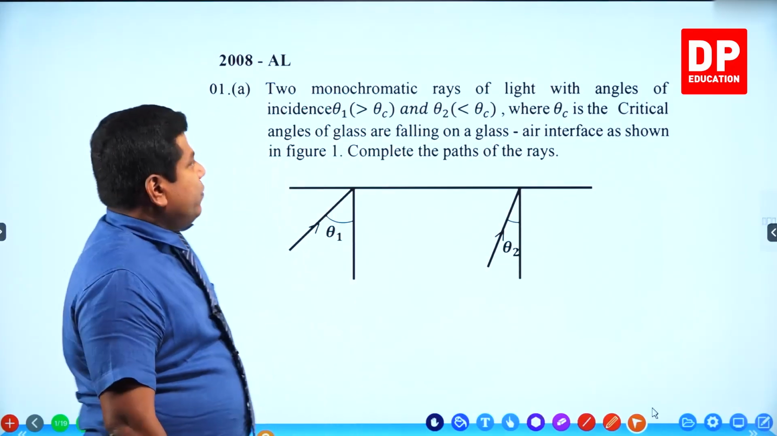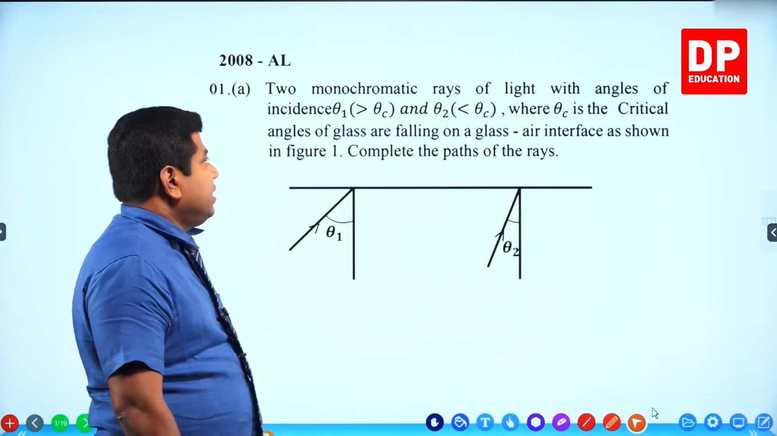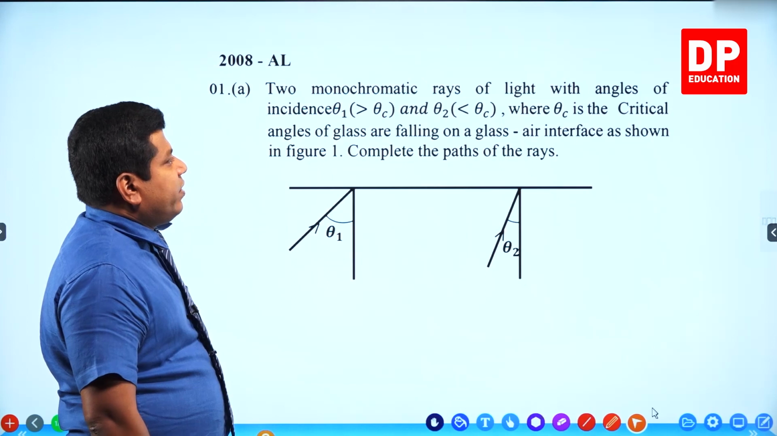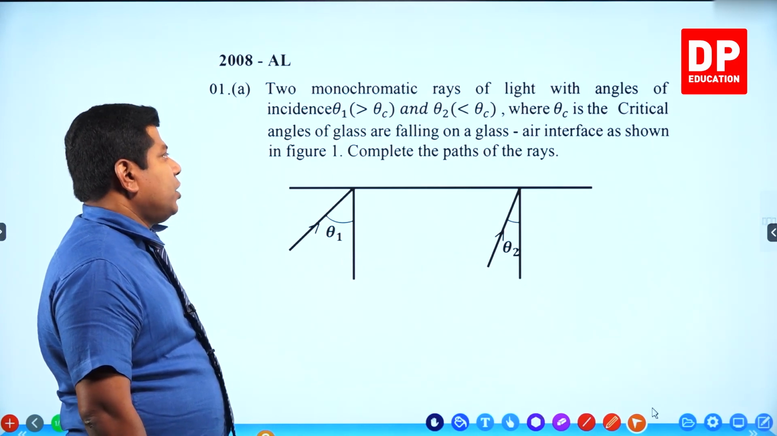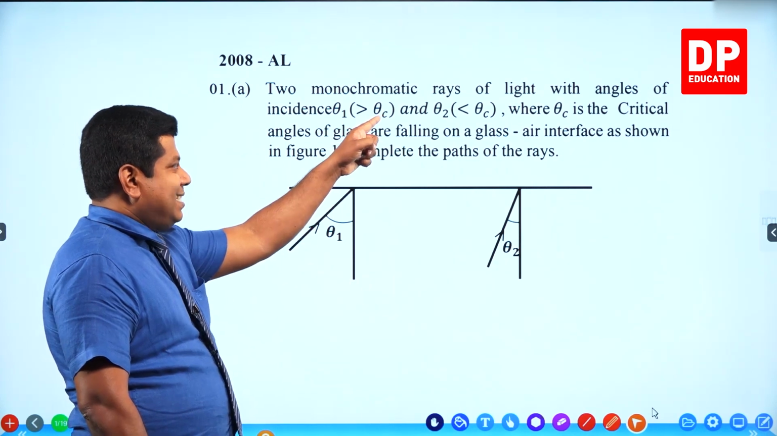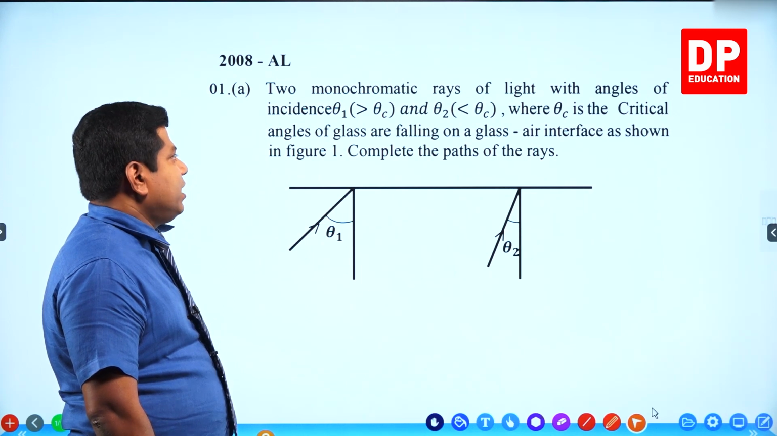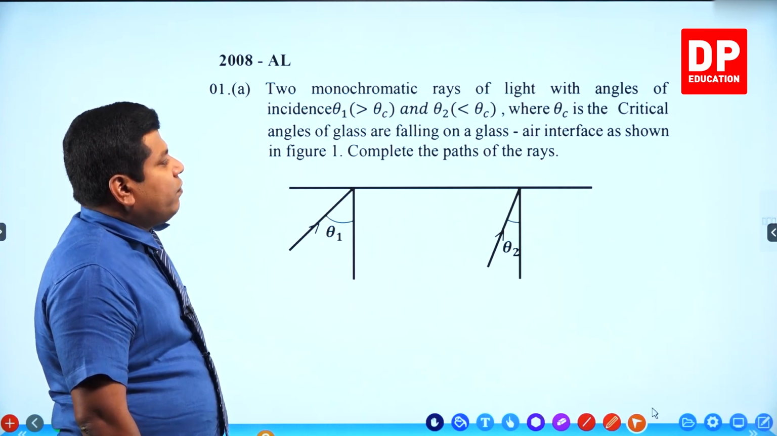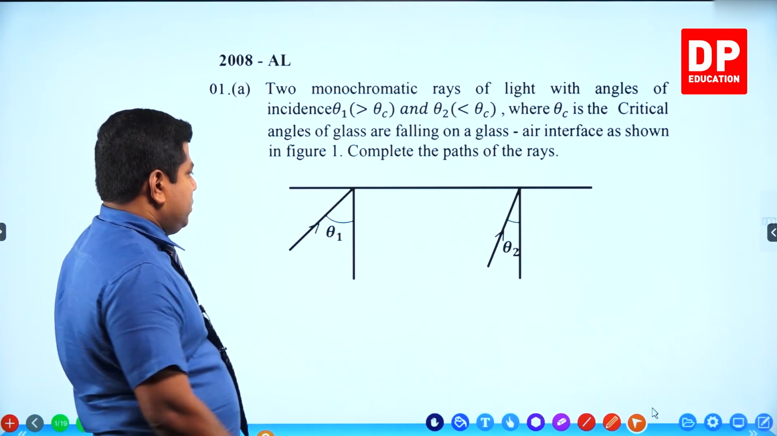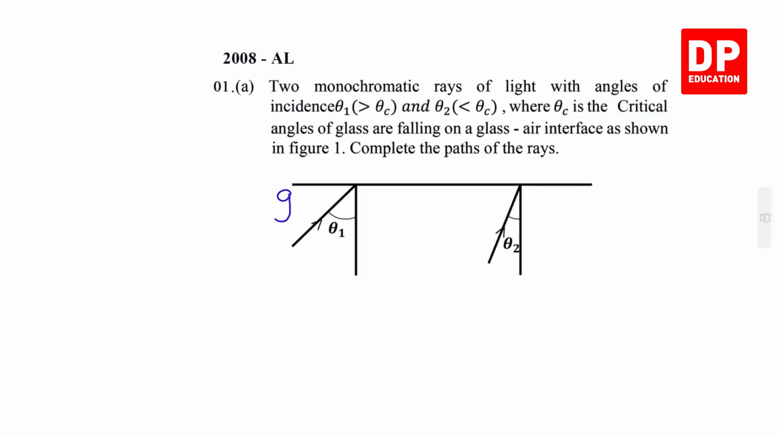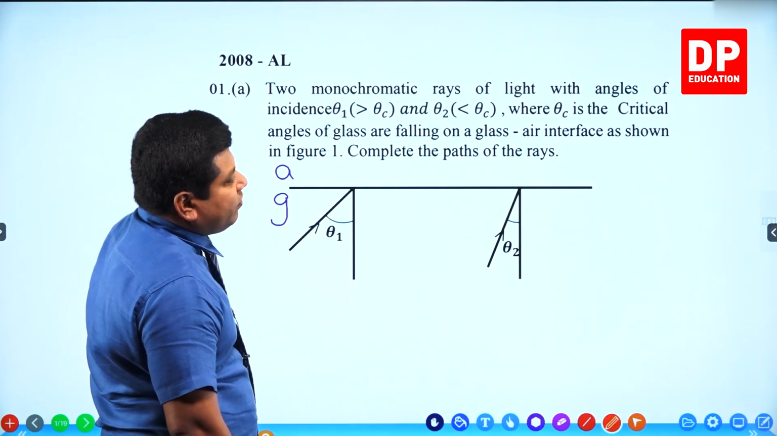See the question I have taken, a 2008 A-level question. Two monochromatic rays of light with angles of incidence theta 1 and theta 2, where theta 1 is greater than theta c and theta 2 is less than theta c, where theta c is the critical angle of glass, are falling on a glass-air interface as shown in figure 1. So this must be glass-air. Complete the paths of the rays.